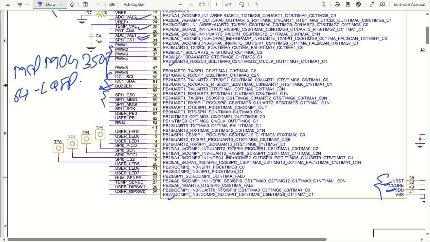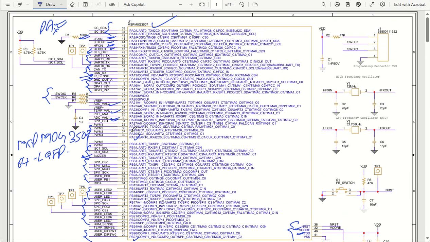Then SPI 1 has been used. Then we have user push buttons. Then we have LEDs. Again SPIs are there here. Then we have user LEDs here, and we have dip switches as well. So dip switches for different configurations can be taken care of. Okay. So this was all about the pin assignments and functionalities.